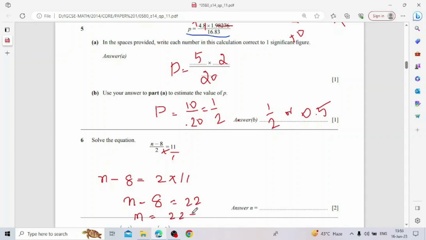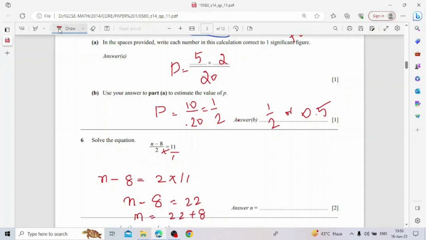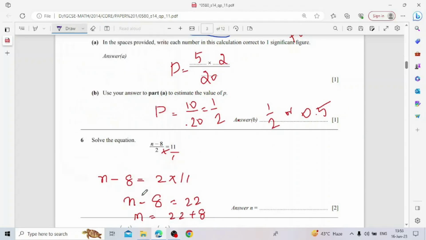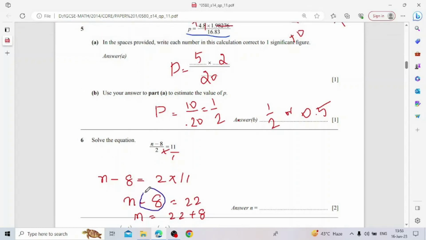plus 8. How is it plus 8? Yes, here is the way out. You see there, minus 8. When it comes to the other side of the equal sign, it will become positive. Perfect. Now, therefore, n is 22 plus 8, which is 30. Done.